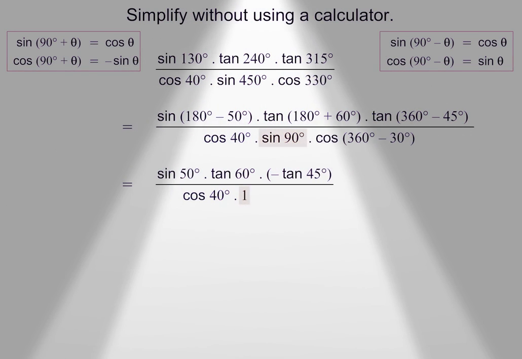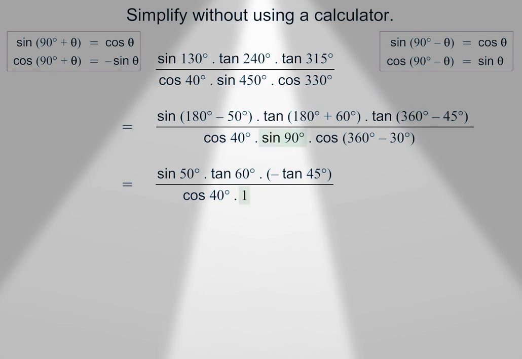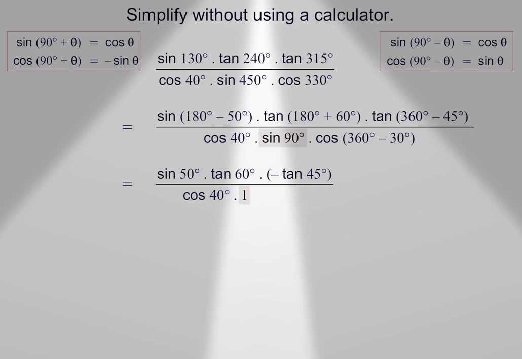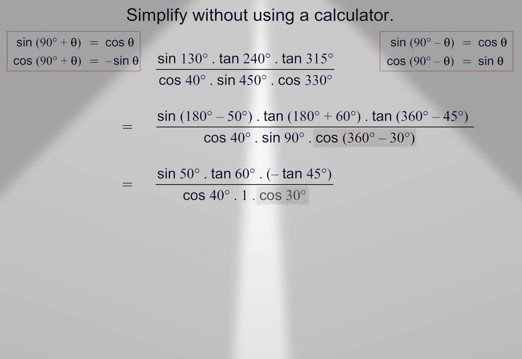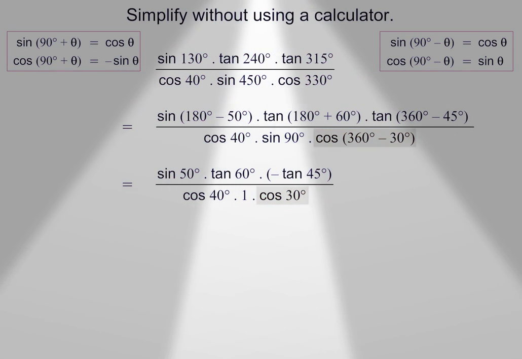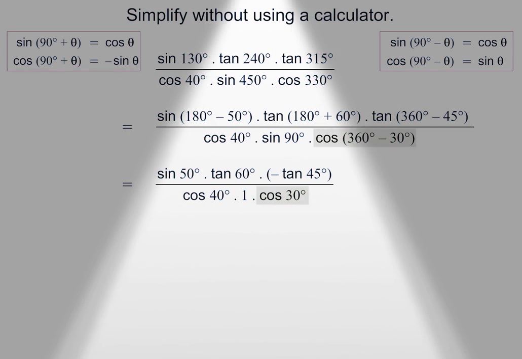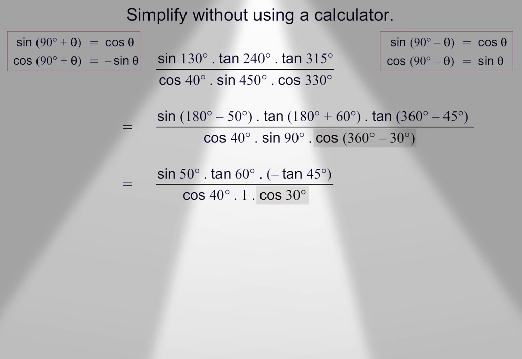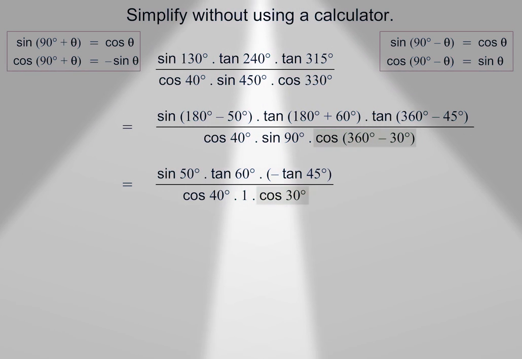Sin 90 degrees is equal to 1. This is a special angle you should know, but if not, quickly use your calculator to get this value. Cos 360 minus 30 degrees reduces to cos 30 degrees. We have now reduced all the angles to acute angles and are ready to proceed. These 3 acute angles are all special angles.